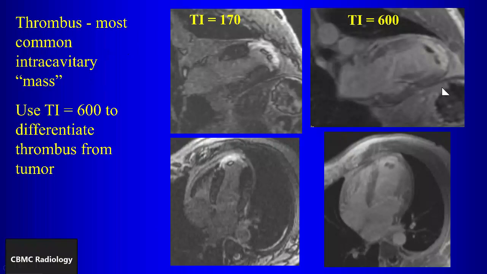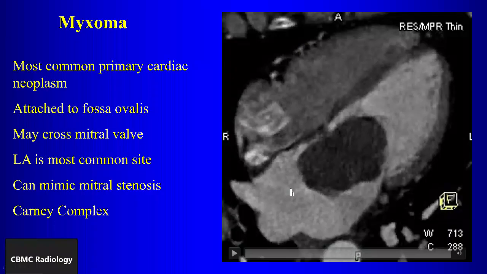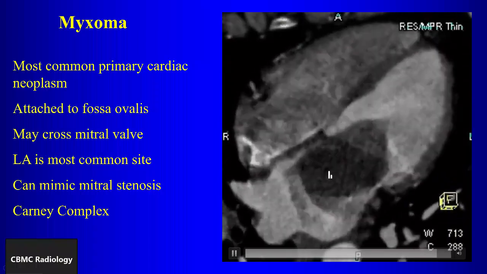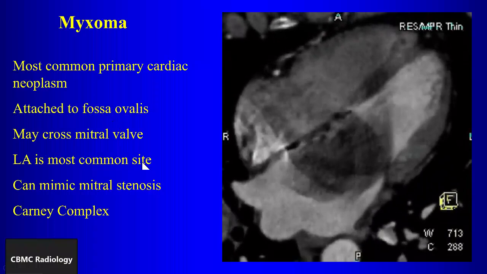Inversion time of 600 is a nice way to differentiate thrombus from tumor. The thrombus will suppress at the prolonged inversion time. Secondary neoplasms, much more common than primary. So mass in the left atrium could be lung cancer invading the pulmonary vein. Mass in the right atrium could be tumor growing up the inferior vena cava. For myxoma, if we see a mass attached to the interatrial septum prolapsing through the mitral valve, then your first thought would be myxoma, for a tumor like that attached to the fossa ovalis.